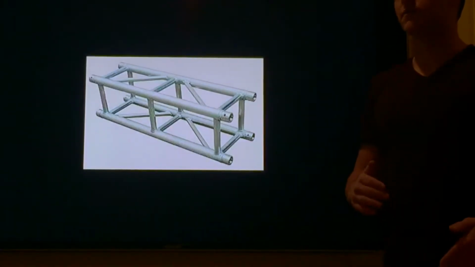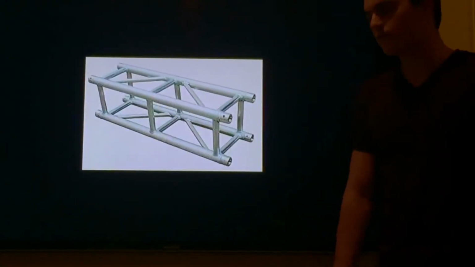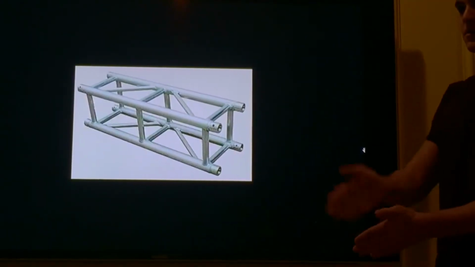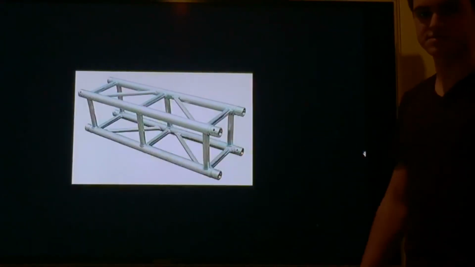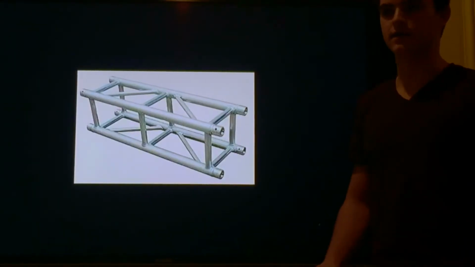And this is used for anything from bridges, to amusement park rides, to the Eiffel Tower. Really, the Eiffel Tower is just a giant truss that goes vertically. So that is what a truss is, and that is how it is used in architecture and engineering.